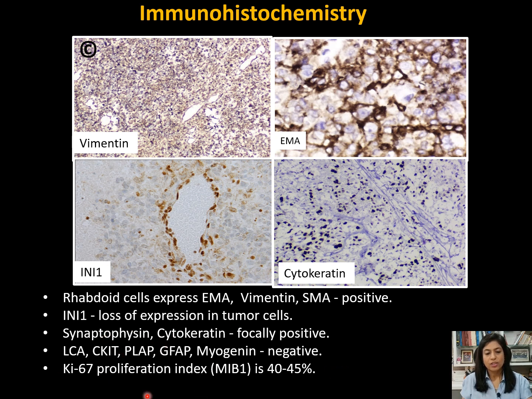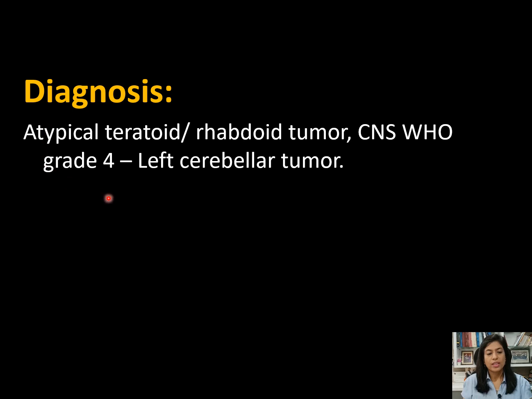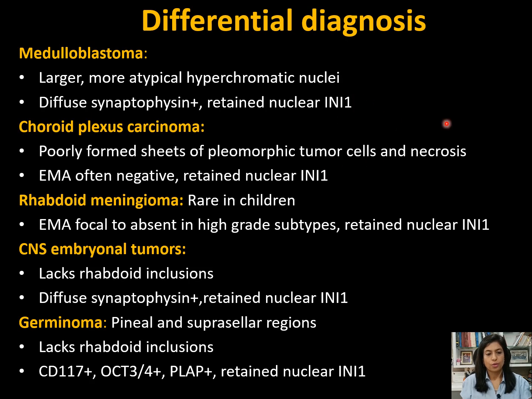Now, synaptophysin and cytokeratin may be focally expressed. These are negative for LCA, c-KIT, PLAP. Now, these are to rule out the germ cell tumors, and GFAP for the glial cell tumor. The myogenin is also negative, and the proliferation index in case 3 was 40 to 45%. Usually, the Ki67 index in ATRTs is about 50%. So we render a diagnosis of atypical teratoid rhabdoid tumor, CNS WHO grade 4. Now, what are the differential diagnoses we should consider on histopathology? Medulloblastoma.